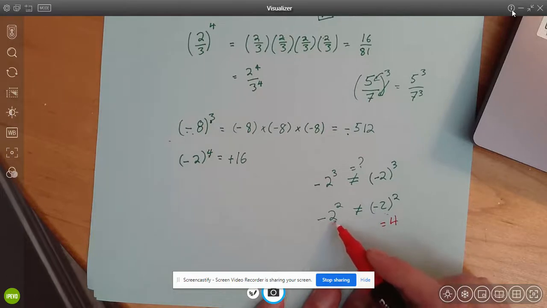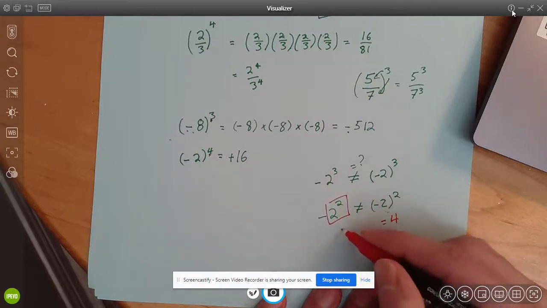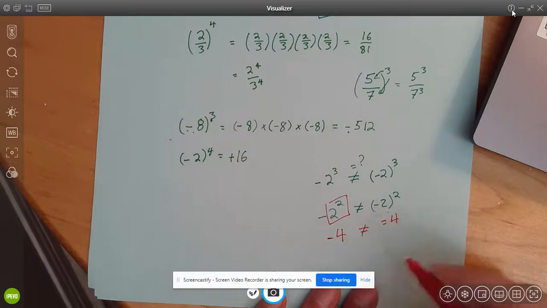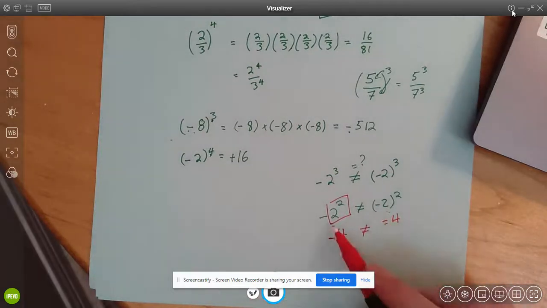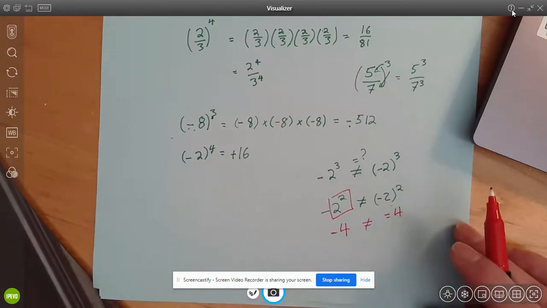Here, however, remember that exponents in the order of operations come before subtraction or multiplication. So I'm only going to do 2 to the power of 2, which is 4, and then I still have the negative sign in front. So if the negative sign is in front, it's not part of the base, only if it's included in the bracket. So you want to be really careful about that.